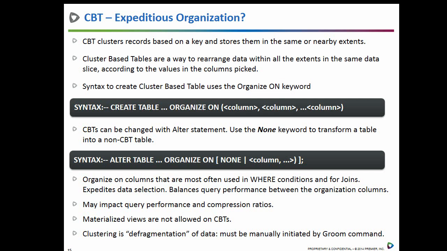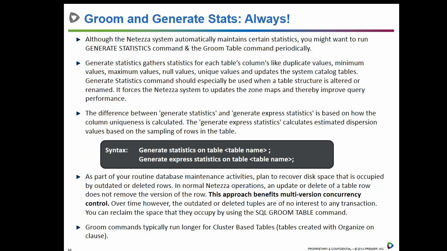We talked about this quite a bit, so I'm not going to belabor the point, but you have to sometimes manually groom your data, and you definitely need to manually generate your statistics for your tables, because it's very helpful for the Netezza catalog to know all these values, right? So Generate Statistics will gather statistics for every table and every column of that table, and the kind of values it will gather is duplicate values, minimum values, maximum values, null values, unique values, etc. So basically, frequency and dispersion of the values, the min-max of the values, the null values, right? And there are some differences between Generate Stats and Generate Stats Express. So I'll move on from that.